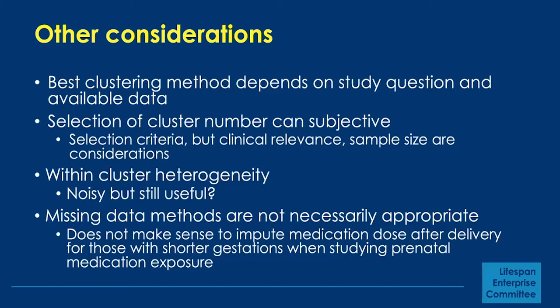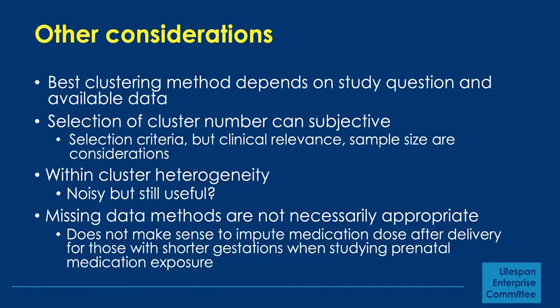And then within cluster heterogeneity can be a concern. If there's a lot of noise, we might miss a signal. So we know that there's going to be heterogeneity within each trajectory, but we just want to make sure it's not so noisy that it's no longer useful. And then just to keep in mind, missing data methods are not necessarily appropriate. Some of these approaches need the same number of days of observation in order to run. Otherwise, missing data methods are implemented, but this may not always work out.